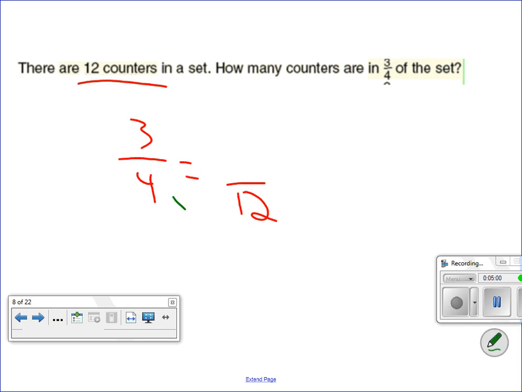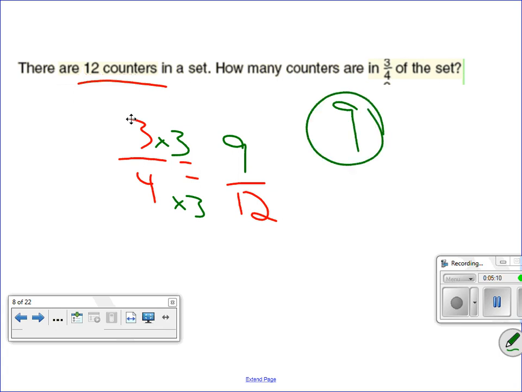Let's keep going here. I got 4 times 3 is 12. 3 times 3 equals 9. So how many counters would be 3/4 of the set? 9 counters would be 3/4 of the set.